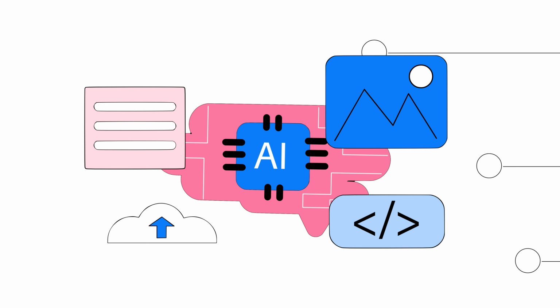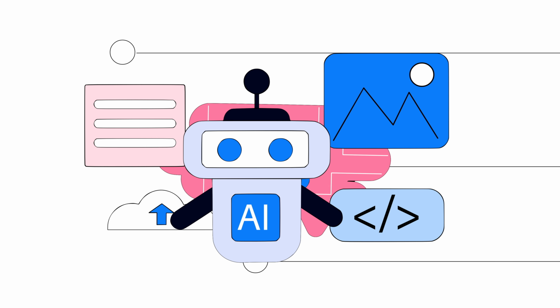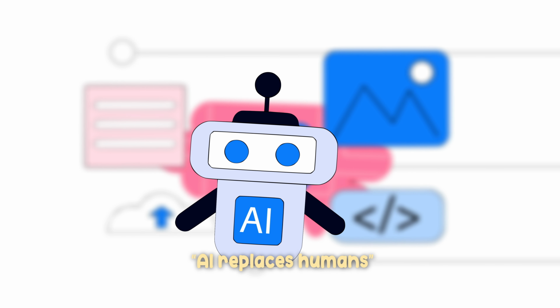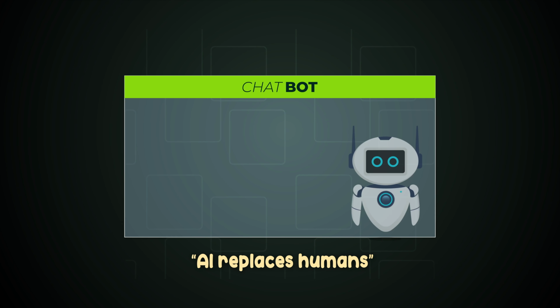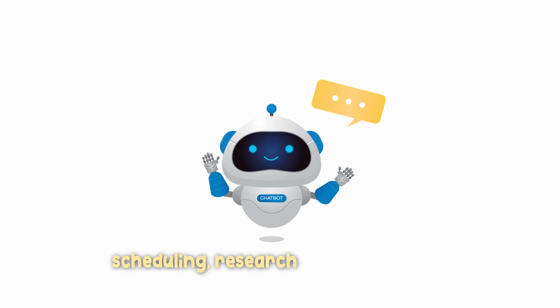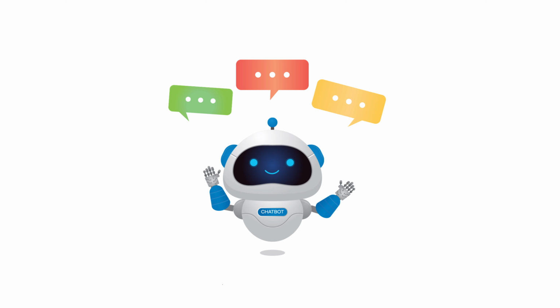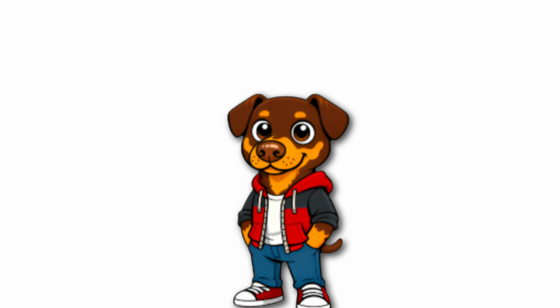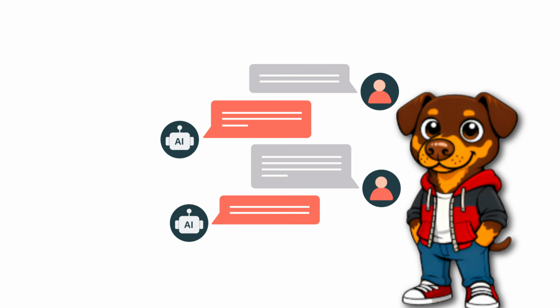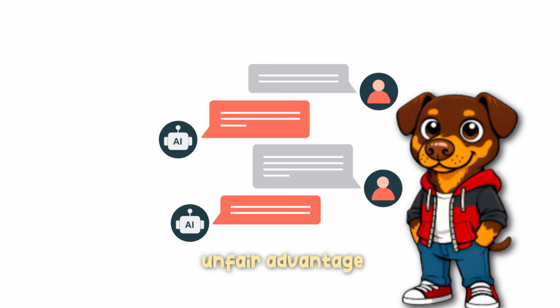And stepping back for a second, this whole ladder shows where things are heading. We're not in some sci-fi AI replaces humans world yet, but we are in the phase where AI quietly handles the boring stuff: scheduling, research, repetitive tasks, so you can focus on the big picture moves. And trust me, human, this dog's calling it now. The people who learn how to use these agents early, they're gonna have an unfair advantage in this new AI-powered world.